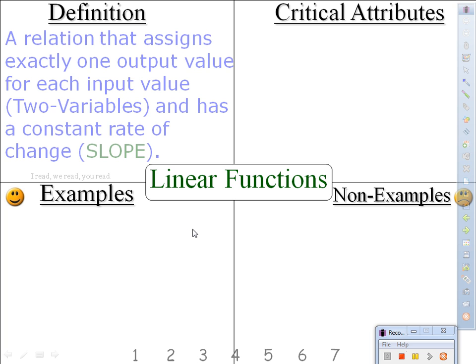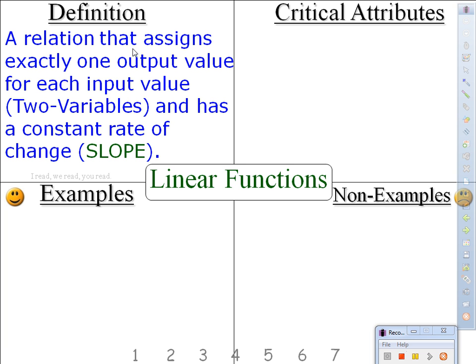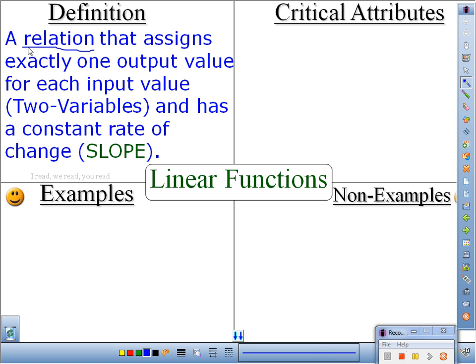You have the definition there in your Cornell notes. It says, a relation that assigns exactly one output value for each input value in two variables and has a constant rate of change. I want you to underline the word relation. We already know what a relation is, and we're going to cover that right now again as to what we did for our introduction. The other thing that I want you to underline is two variables.